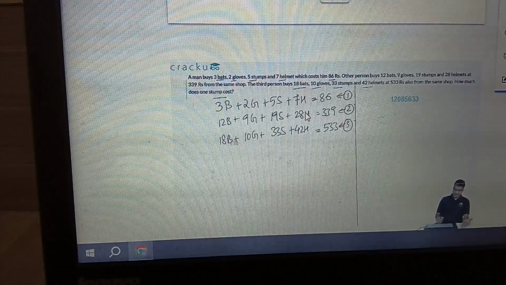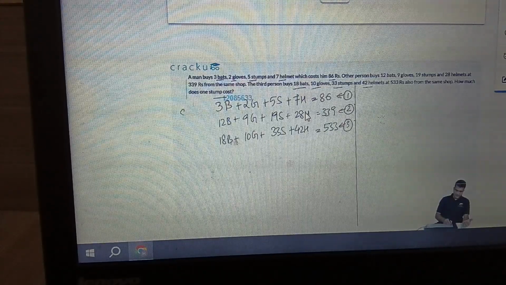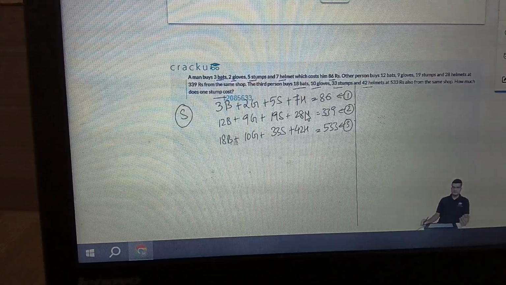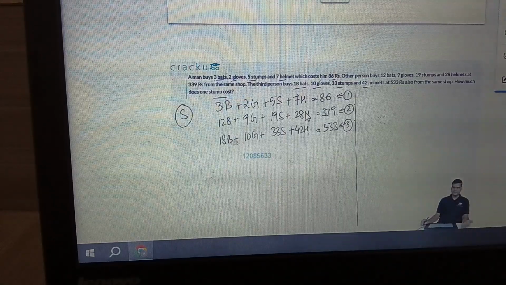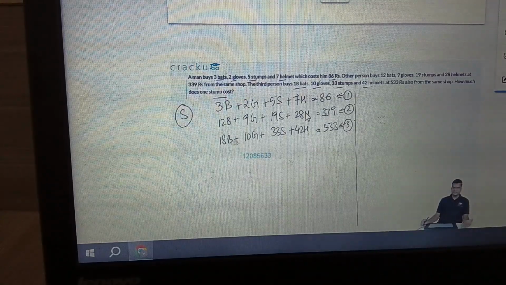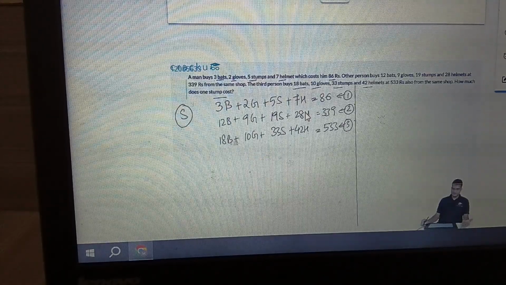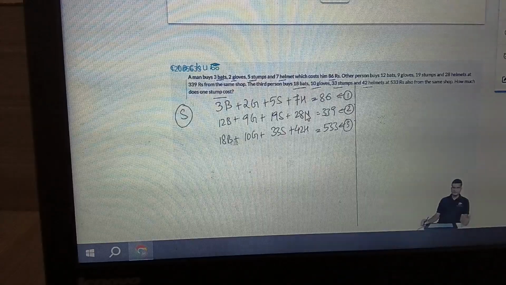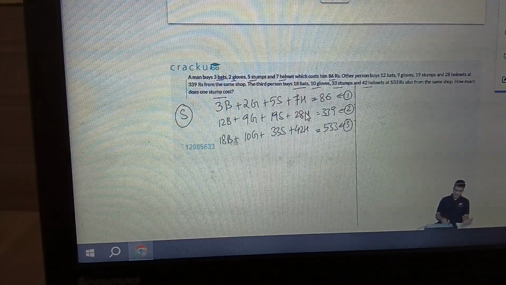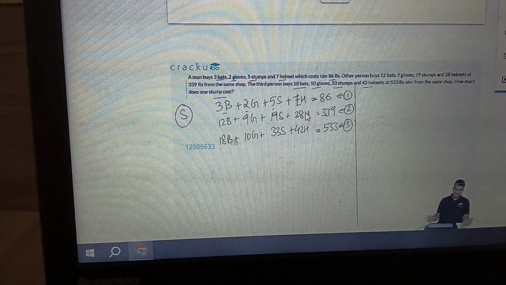And we are required to calculate how much one stump costs. That is, we are required to calculate the value of S. If you look at it, we have 3 equations and we have 4 variables. So how are we going to solve it? Solving 4 variables with 3 equations is not possible. So the first thing you should do is try to see if there is any pattern amongst the coefficients.